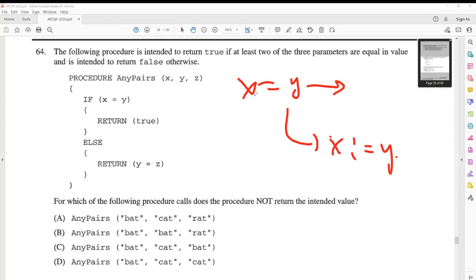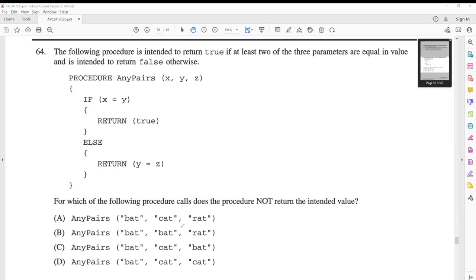So if X equals Y, you already return true. If X does not equal Y, you have two possibilities: Y equals Z or not. So which one is not returning the intended data?